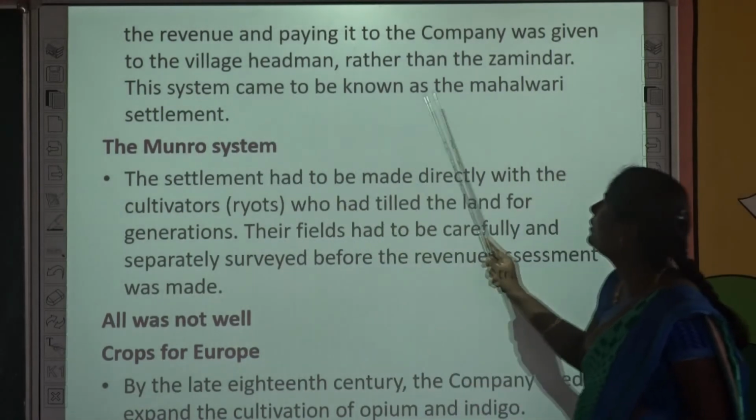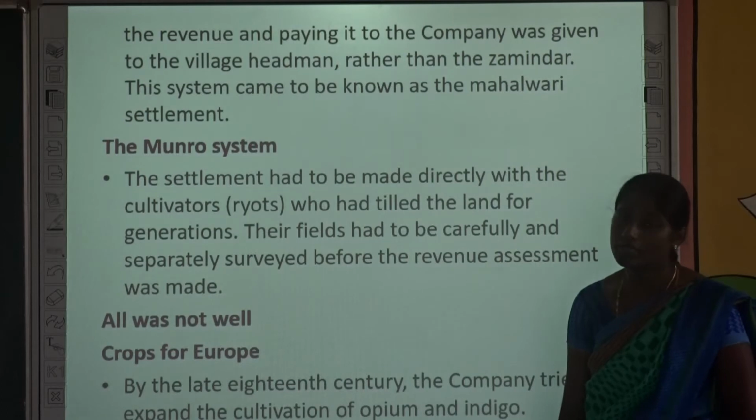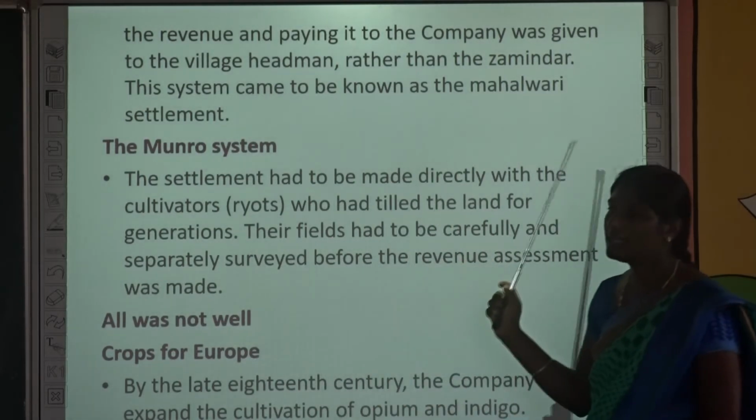This system came to be known as the Mahalwari system. Mahal means land, and Wari means tax.